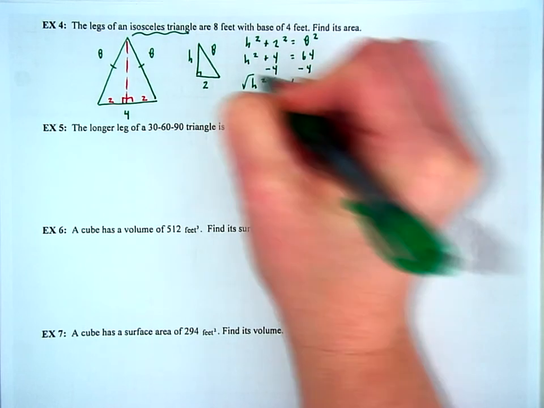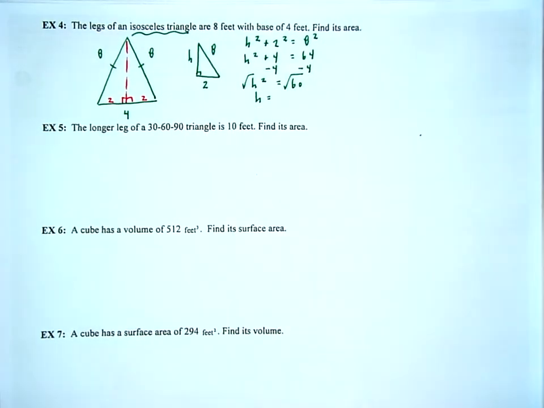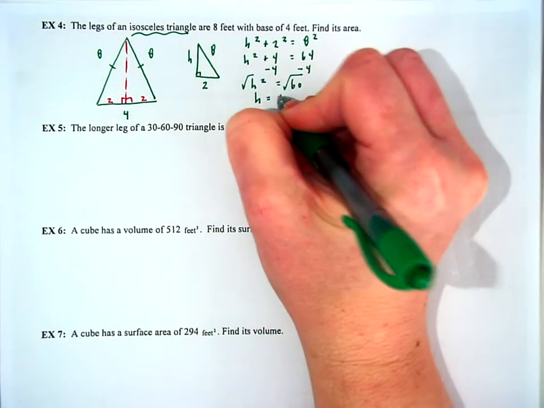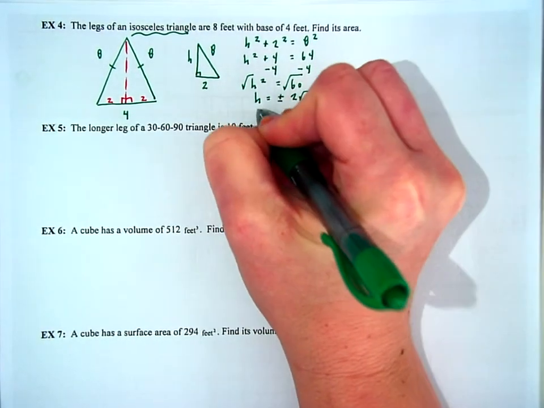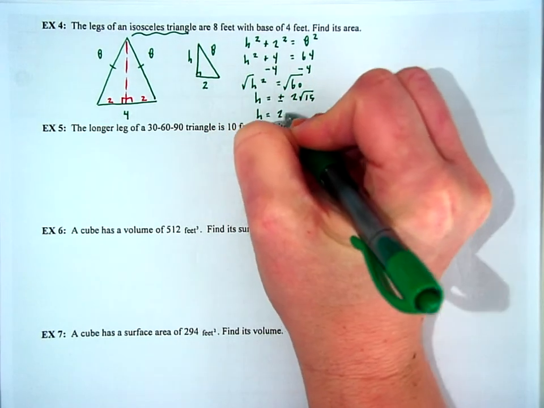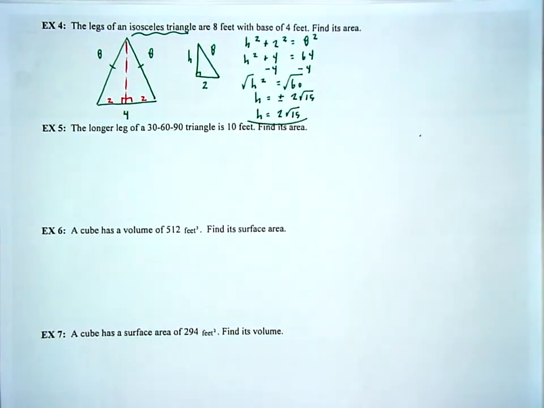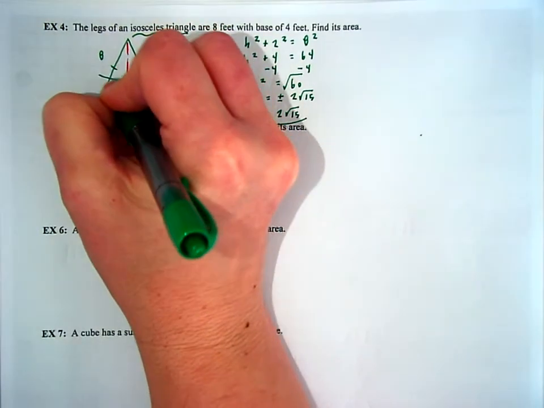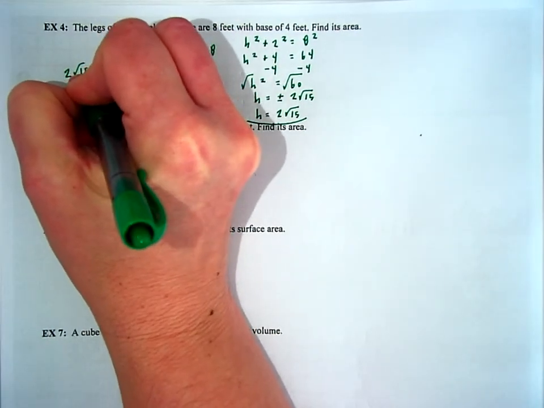Take the square root of each side. We know that 60 is 4 times 15. So I'm going to get plus or minus 2 root 15. And of course, it has to be the positive. So the height is 2 root 15. So that was the part that I needed, that height of 2 root 15.